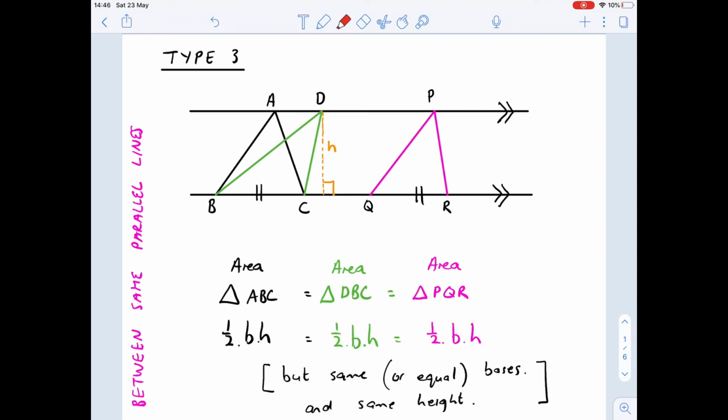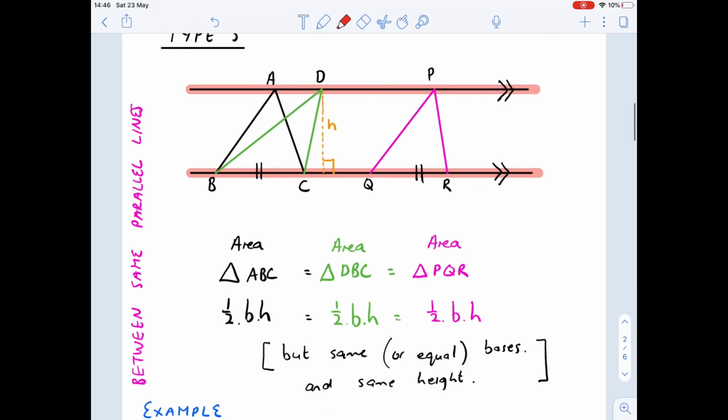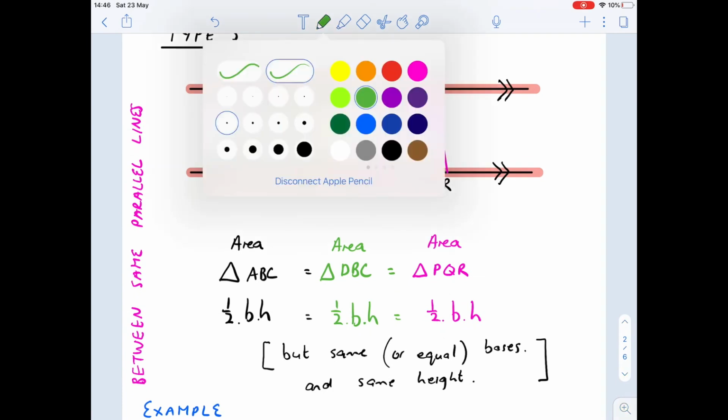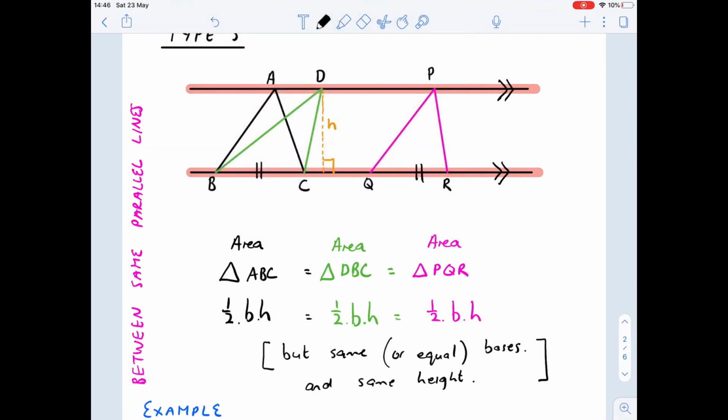Now, the third type is here, when I have triangles which lie between the same parallel lines. So here, this length here and this length here, these two lines that I've now highlighted with red, are parallel to each other. And if we look at the triangles that lie between these two parallel lines, we've got triangle ABC, we've got triangle DBC, and we've also got triangle PQR.